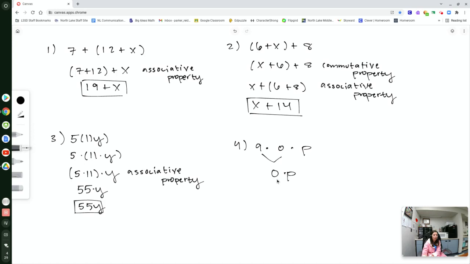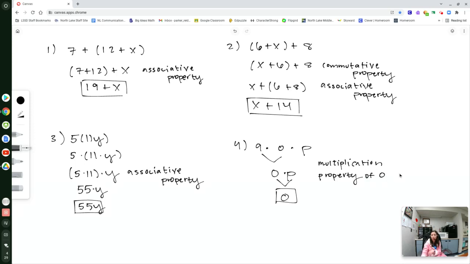Now it says 0 times p. What's 0 times p? Well, again, anything times 0 is just 0. So 9 times 0 times p, that's just 0. That concept, the idea that when you multiply something by 0, it is 0, that is called the multiplication property of 0.